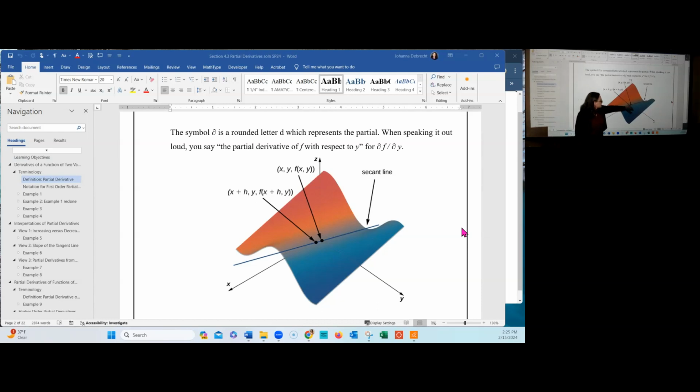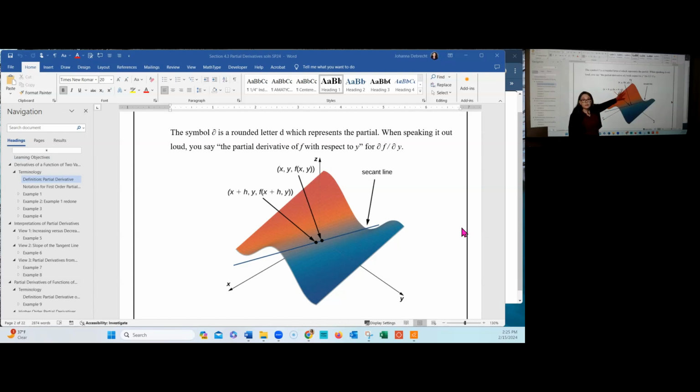And that gives us this dot that you see to the right. Now, the idea behind the limit, of course, when we're looking in the one-dimensional case, is that as h gets closer and closer to 0, we get the derivative, which is the slope of the tangent line.